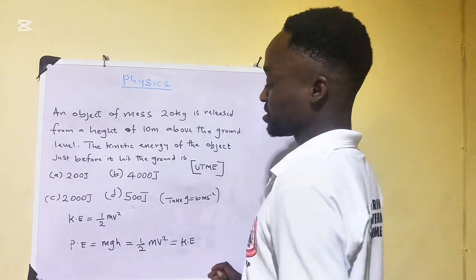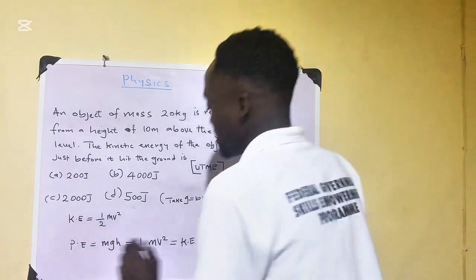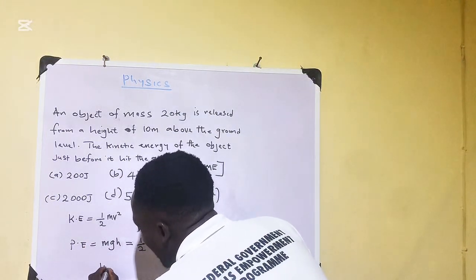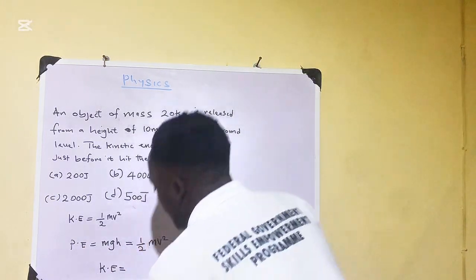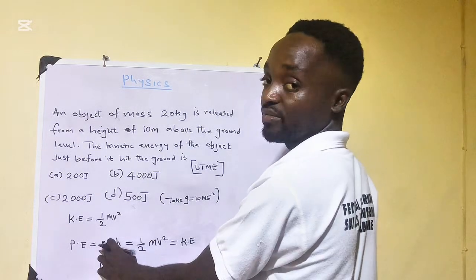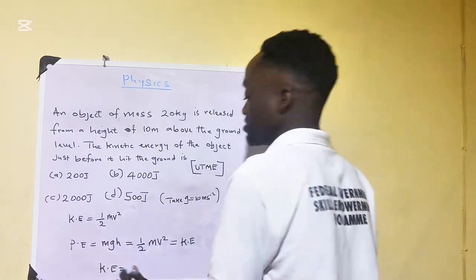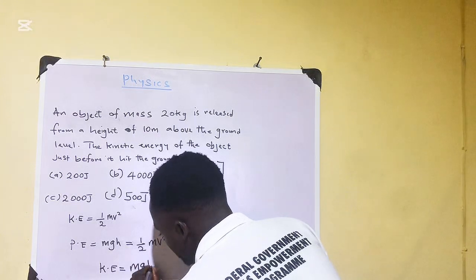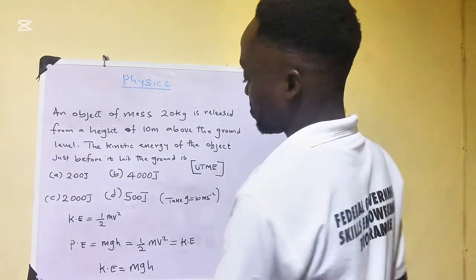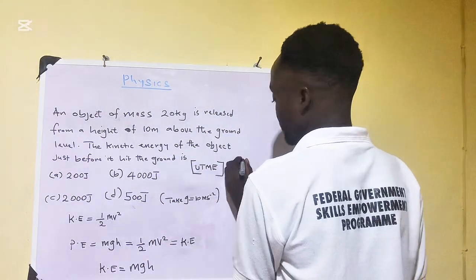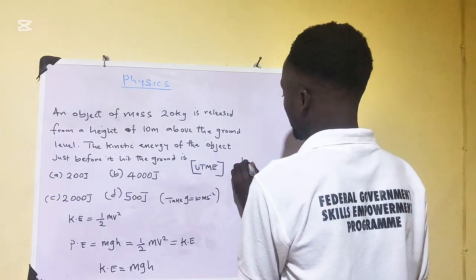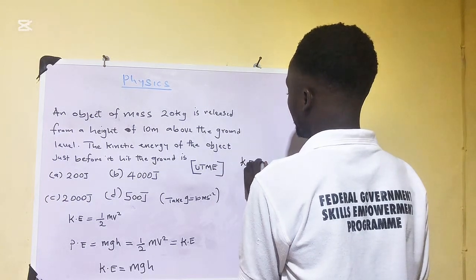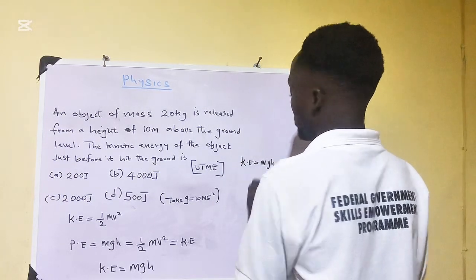So from this indication, we can now say that kinetic energy, since you say this is kinetic energy, is equal to mass times acceleration due to gravity times height. So kinetic energy is the same thing as the potential energy. This is the potential energy. Okay? So from here, let me rewrite it here for clear view. So KE, kinetic energy, is equal to the same thing as the potential energy.